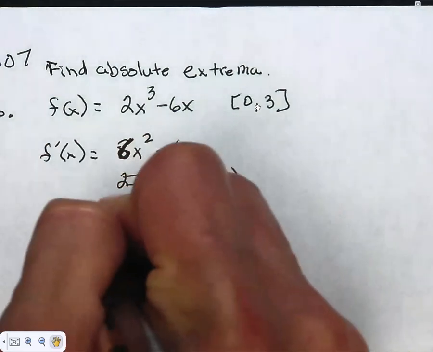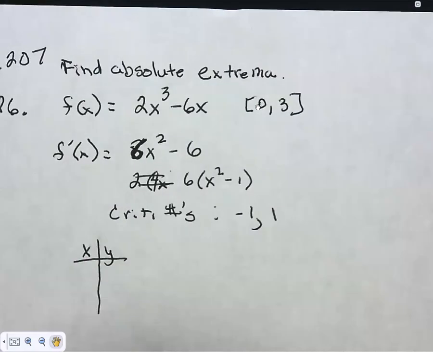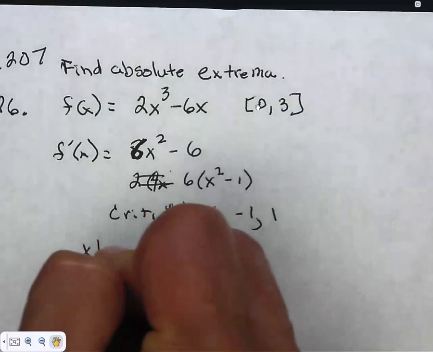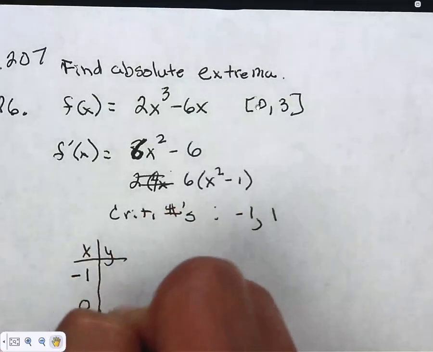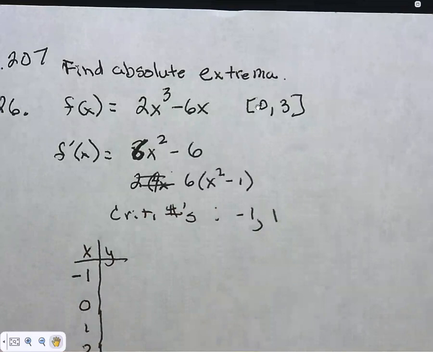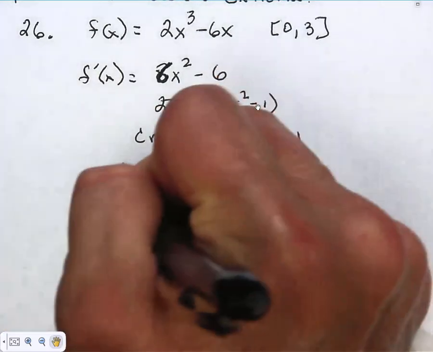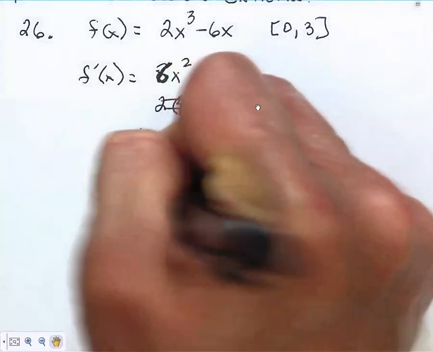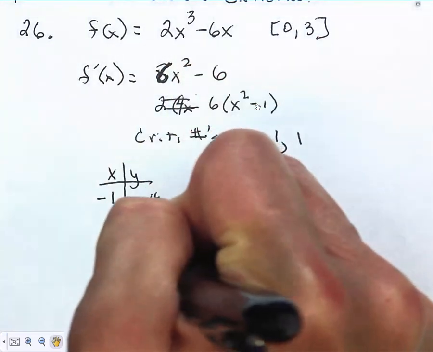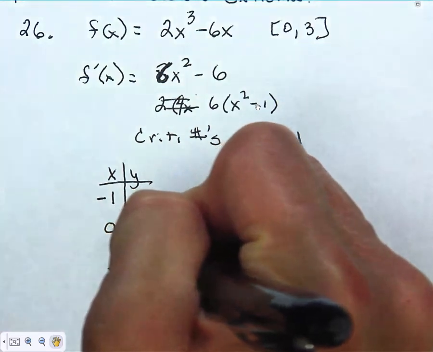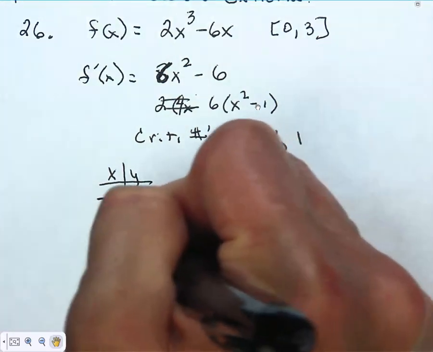So my absolute extrema can occur at -1 or 0 or +1 or 3. I just like to put my x's in order from lowest to highest because that's what I'm going to do when I graph. But let me just tell you, I think I've got all those y values. And if I do, wait, number 26, 0, 0, 1, -4.